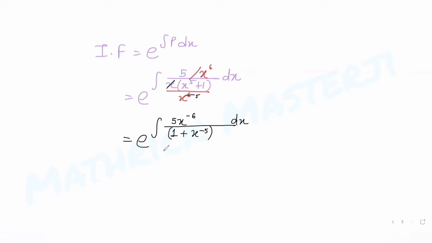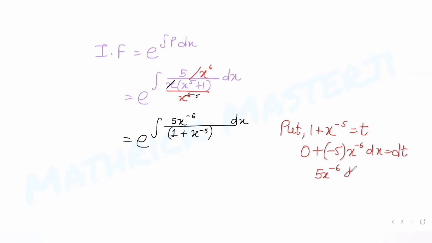Now I can put 1 plus x to the power minus 5 as t. That gives me minus 5 x to the power minus 6 dx equals dt. So from here I get 5 x to the power minus 6 dx is minus dt. So this entire 5 x to the power minus 6 dx is minus dt. So e raised to integral of minus dt divided by 1 plus x to the power minus 5; we have put that entire thing as t, so it becomes t.